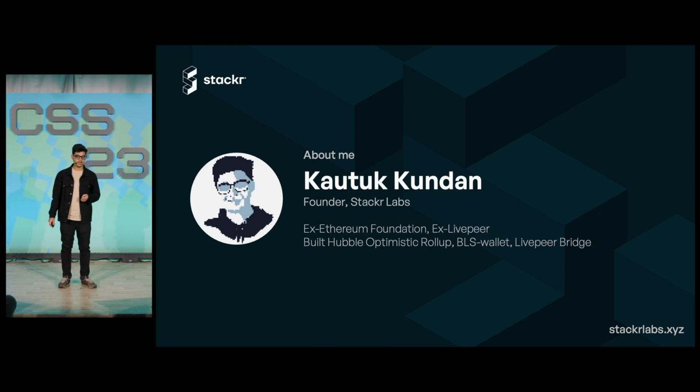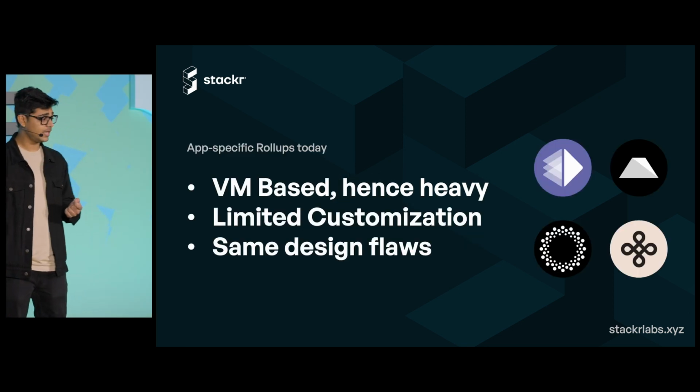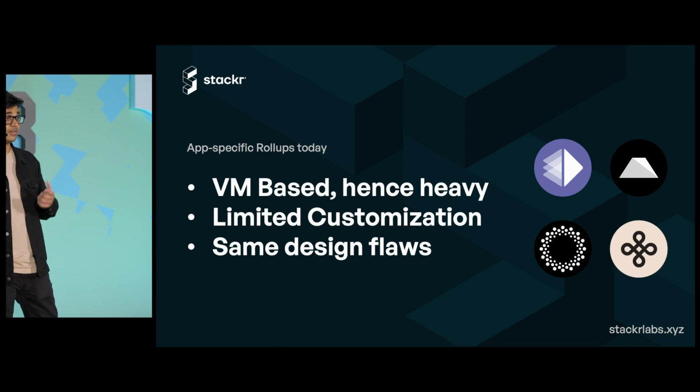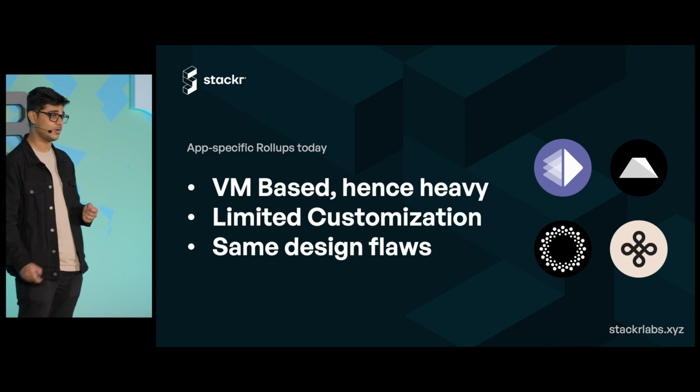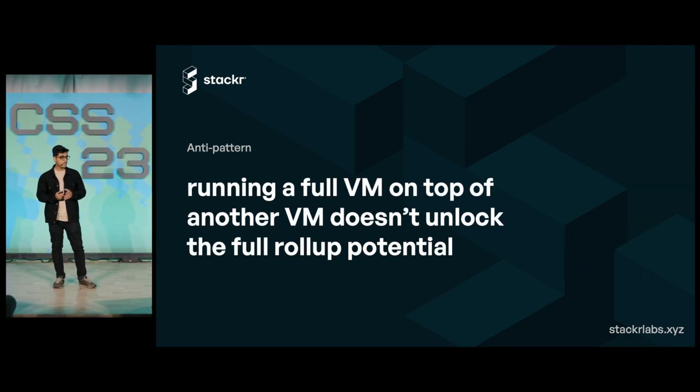Previously, I had been working with the Ethereum Foundation on Hubble and BLS Wallet, and I have also helped LifeWare move the protocol. App-specific rollups today are VM-based, and hence they're heavy. They have limited customization, and they suffer the same design flaws as any other EVM rollup. So it should be considered an anti-pattern to run a full VM on top of another VM, because that doesn't unlock the full rollup potential.